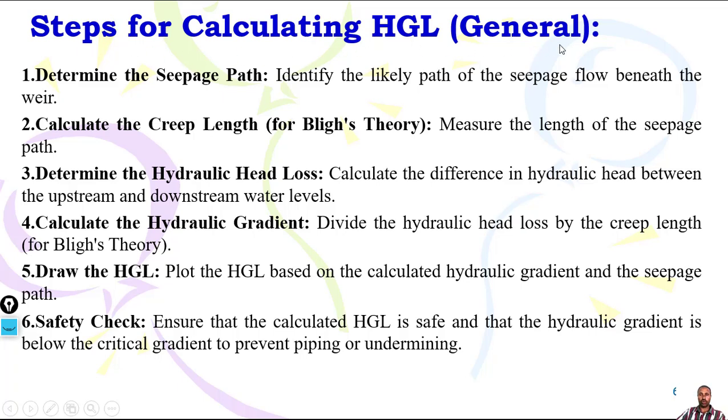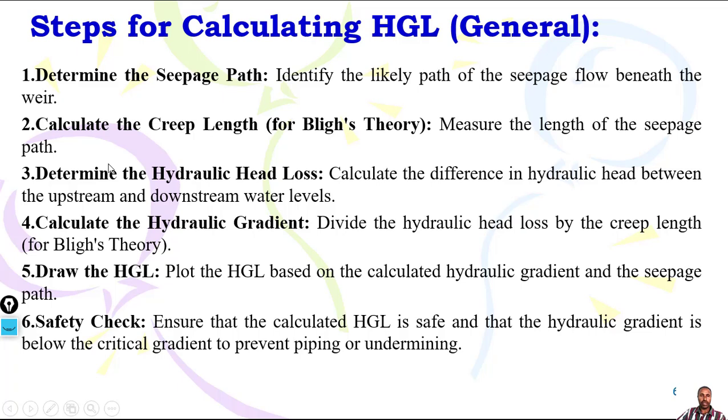Steps for calculating the hydraulic grade line. This is general. The first step is to determine the seepage path. The seepage path identifies the likely path of seepage flow beneath the weir. Calculate the creep lengths for Bligh's theory, especially measure the length of the seepage path.